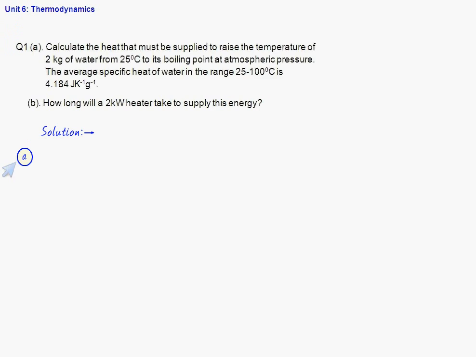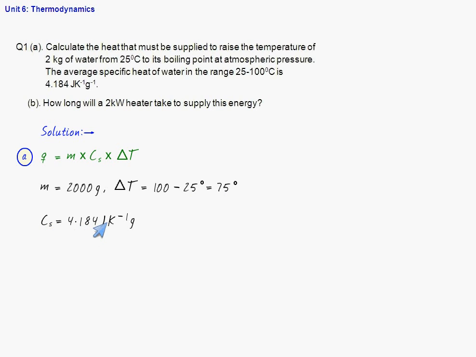We have already discussed earlier that the heat required for heating, Q, is equal to M multiplied by Cs into delta T. So we have to see what the mass is. Now M is 2 kg. 2 kg means 2000 gram. Delta T is 100 minus 25 degrees, that is 75 degrees. Now the specific heat Cs is 4.184 joule per Kelvin per gram.